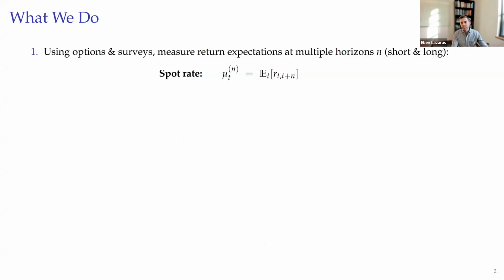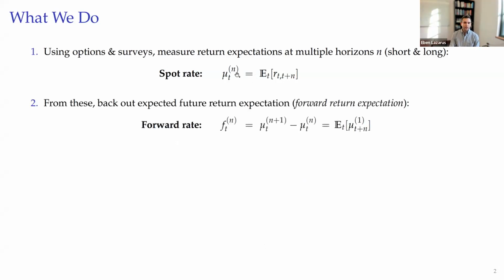So just to set up some notation and jargon, we're going to be after what we call the spot rate at multiple horizons. So the spot rate mu at horizon n is the expected log return on the market for the coming n periods. And our goal is to measure this at multiple n's, so short and long at minimum.